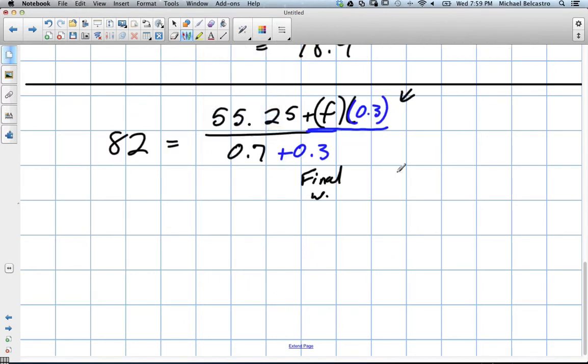Okay. So let's collect our like terms. Now, does this make sense, what I've done? I've added the final grade, which we don't know, times the weighting to what we had before, and I added the final weighting on the bottom. Are we okay with that? Okay. Yeah.